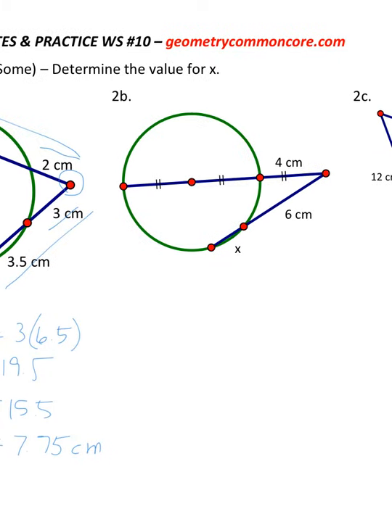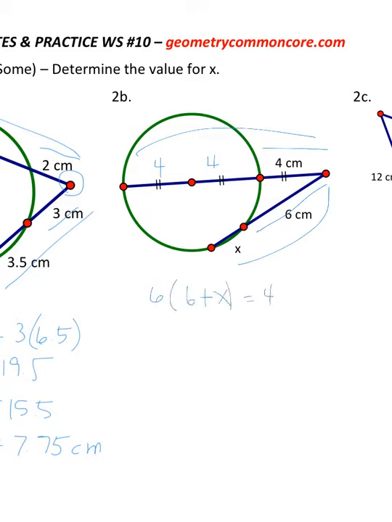Taking a look at the second example on this page, we have another secant-secant relationship, and with one of the secants, we have 3 congruent parts where they'll all be labeled 4 centimeters. And so again, the outside part of the secant times the whole will equal the outside part of the secant segment times the whole. So 6 times 6 plus x will equal 4 times 4 plus 4 plus 4, or 12. Simplifying, we get 36 plus 6x equals 48. Subtracting 36, 6x equals 12. X is a nice 2 centimeters.